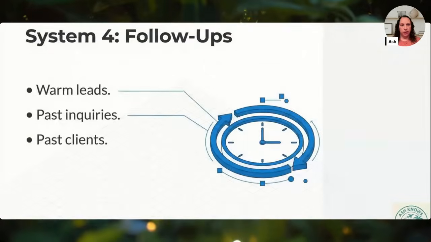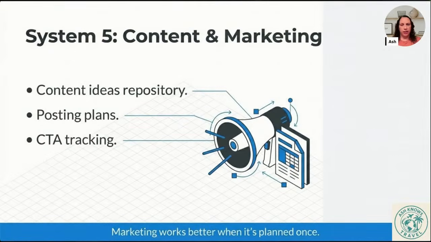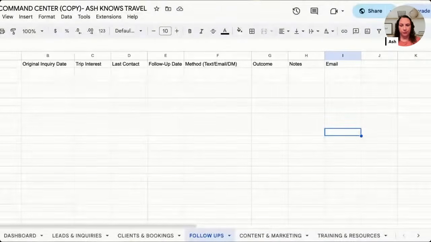Next one inside here is the content and marketing system. This content idea is basically where you just put everything, okay? This is where you can put what really worked, your posting plans and your call to action tracking. Marketing works better when it's planned at once. So once a month, I sit down and put together my entire content and marketing. I do so in here.